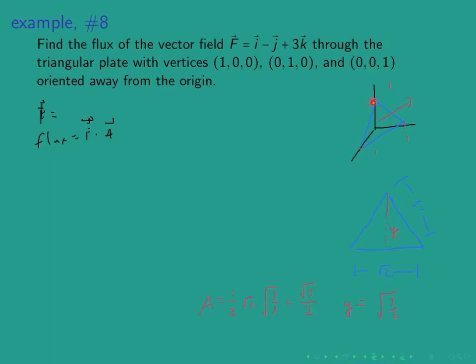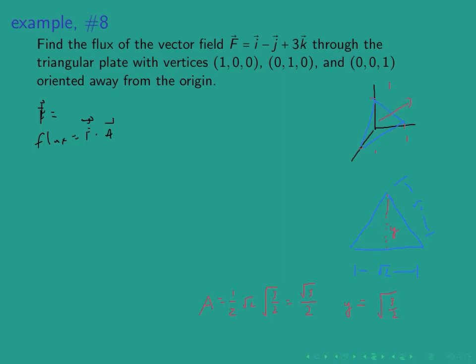Okay, so the area of this triangle is 1/2 base times height. So 1/2 times the base length, which is the square root of 2, times the height, which is the square root of 3 over 2. And so the area of the triangle is the square root of 3 over 2. Okay, so the next thing I need to do is write down an area vector whose magnitude is the square root of 3 over 2, and whose direction is the same as this orientation vector.